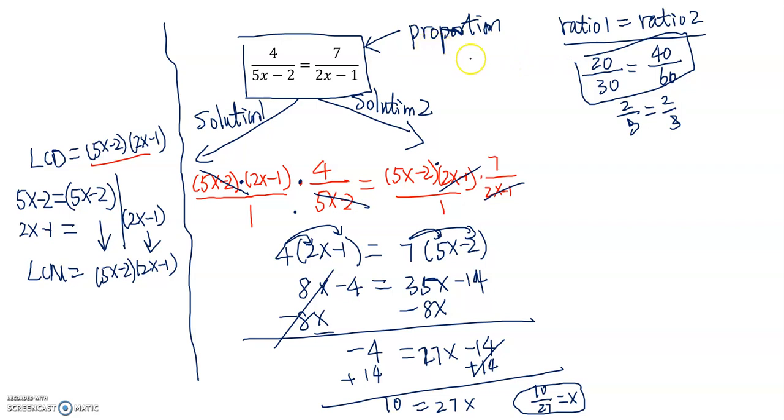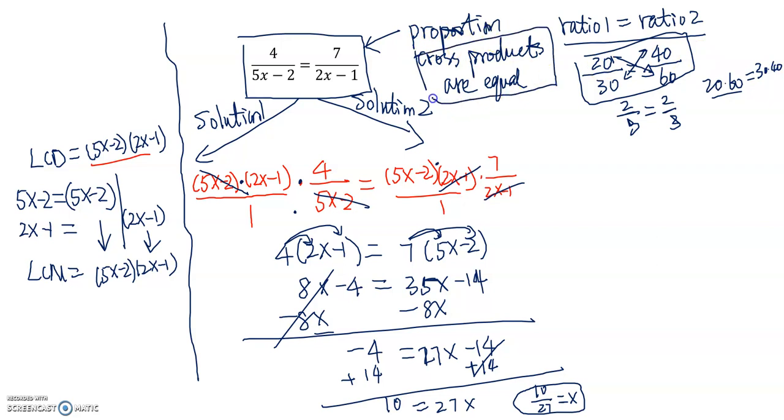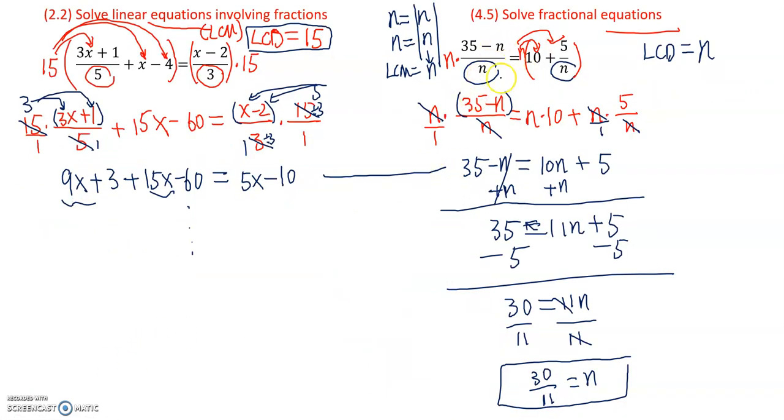And a proportion has a very important property: the cross products are equal. As you can see in this particular example, when I cross multiply them, the cross products are equal. So 20 times 60, which is 1200, equals 30 times 40, that is also 1200. So that's a very important property of a proportion. If we get a fractional equation which happens to be a proportion, you can use the property to solve it. But the previous example apparently is not a proportion.